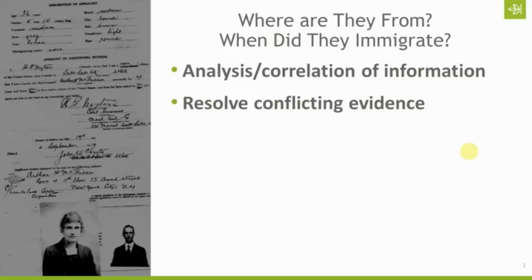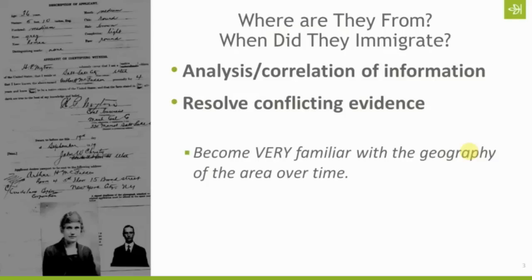So part of the genealogical proof standard is that as we collect all of this evidence from these records, as we create our source citations, we're analyzing this information, paying really close attention to why this record was created, who the informant was, what the specific questions were that were asked. There's some other things to consider, particularly with immigration.